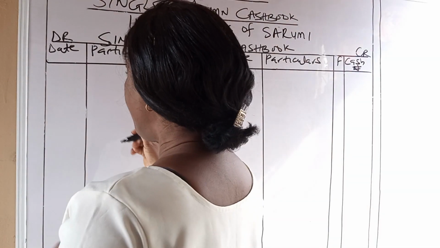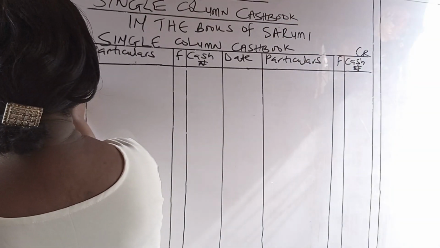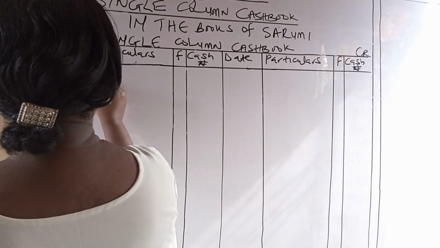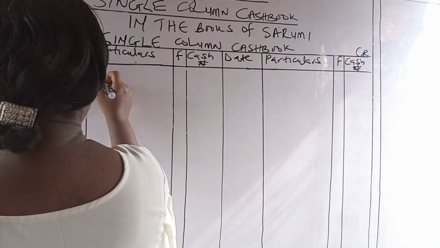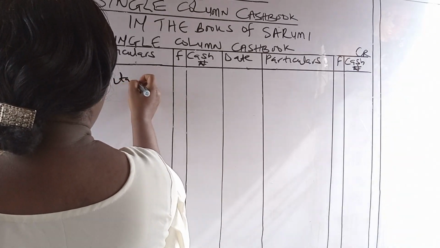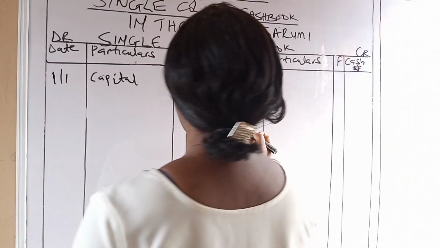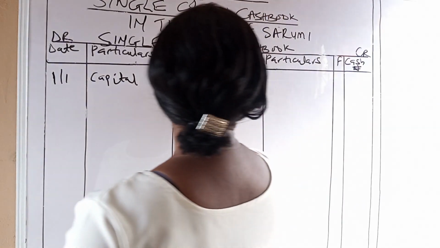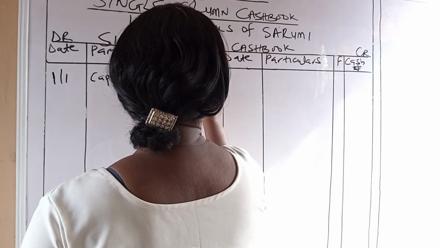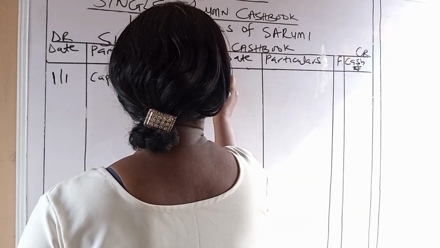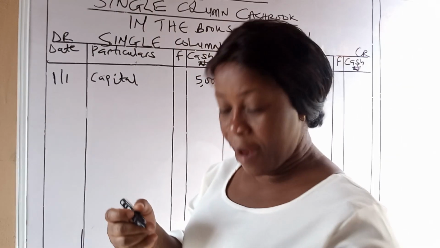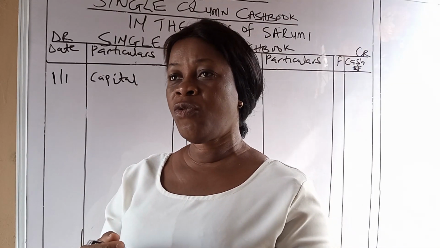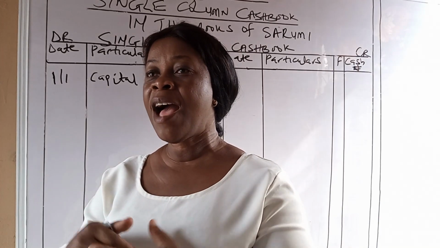So in the column for date, we shall write January 1. Then the nature of the transaction is capital, because the money was used to start the business, whereas the amount is 5,000 naira. So in the column for cash, we are going to write 5,000 naira. Then January 3, purchased goods, 3,000 naira cash.